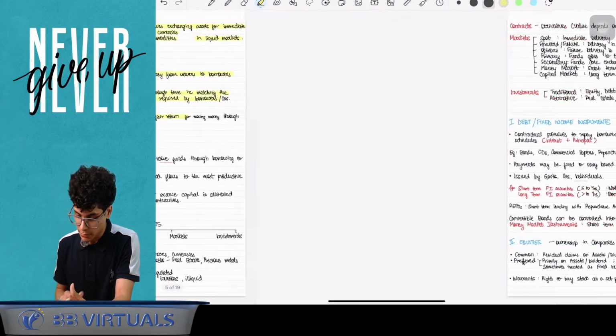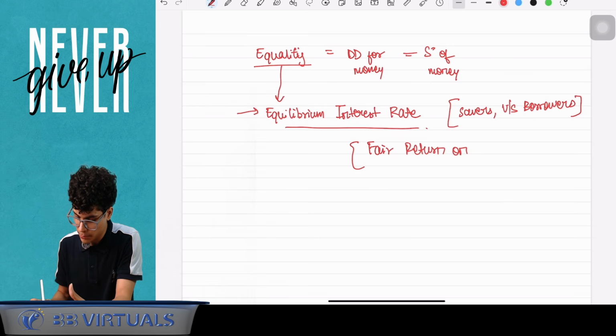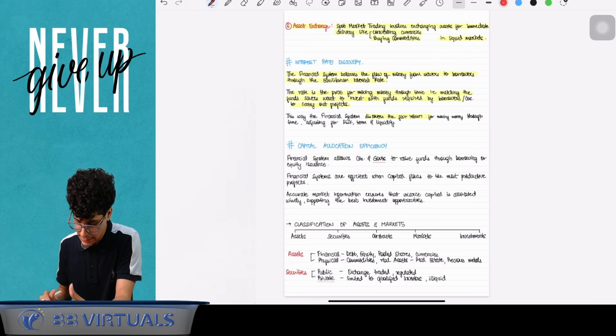So what do you mean by this interest rate? So this interest rate is nothing but a value. What is this interest rate? This is a fair return on your investment. Did we understand this? And lastly, capital allocation efficiency.